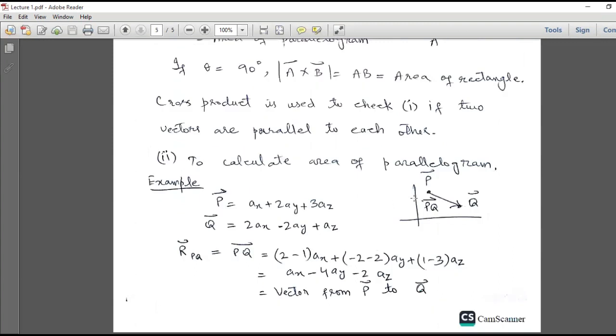Now I will solve a simple example, and in this example, the purpose is to calculate a vector from one point to the other. So we are given two points p and q. If we want to calculate a vector from p to q, which is Rpq, then we have to subtract the coordinates of p from q. So these are the coordinates or components of p. These are the components of q. Now the vector pq will be equal to the coordinates of q minus the coordinates of p. So it will be 2 minus 1 ax minus 2 ay plus 1 minus 3 az. So it will be equal to ax minus 4 ay minus 2 az, and this is the vector from p to q.